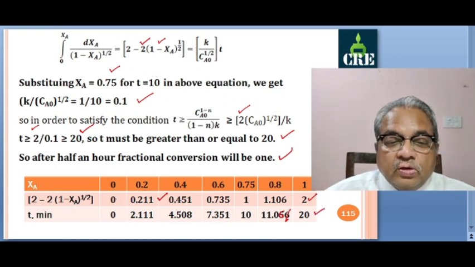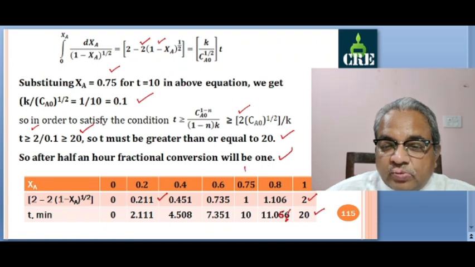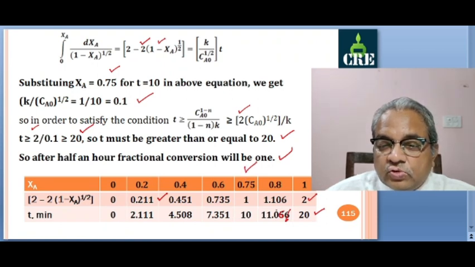That means at time t equal to 0, conversion is 0, that is the starting point. At 2.11 minutes it is 0.2. At 4.508 minutes conversion is 0.4. At 7.35 minutes it is 0.6. After 10 minutes it is 0.75. This is the point which is given to us. So this exercise we are doing just to tally and to understand well the concept of this limiting value of time.